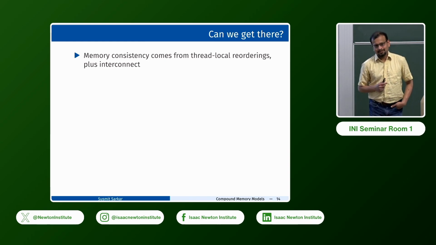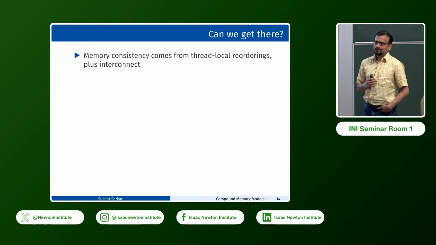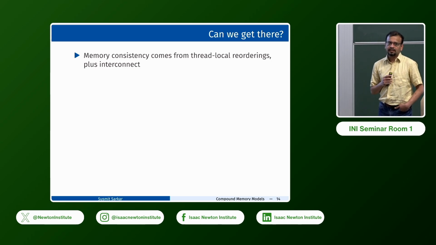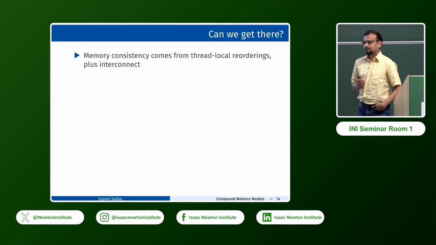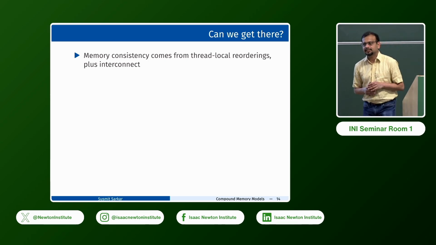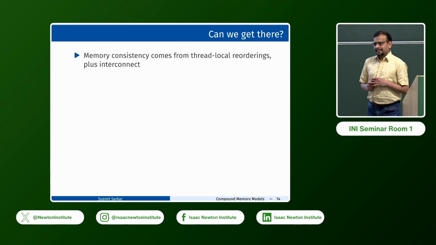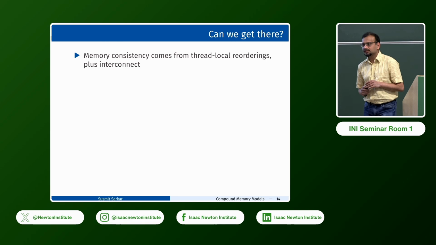To answer the question of whether we can get there, we'll have to think a bit about how memory consistency models come about in hardware. From the study of memory consistency, we know that the kinds of non-sequentially consistent behavior we see come from all kinds of thread-local reorderings that all architectures allow, as well as properties of the interconnect that several architecture models try to model.